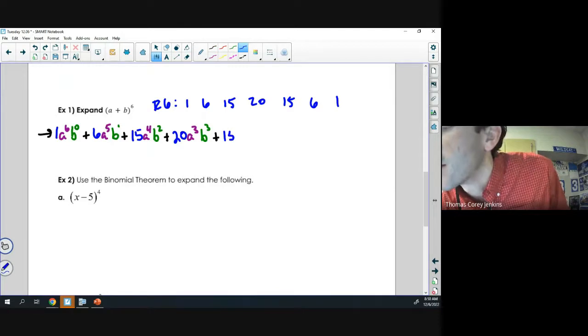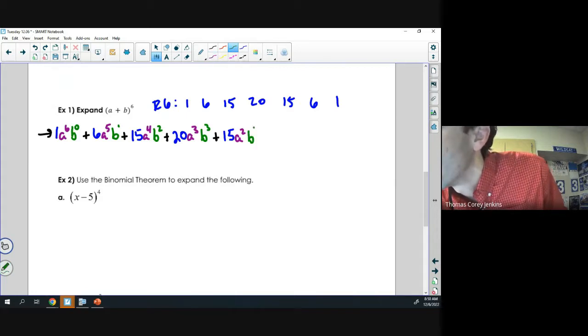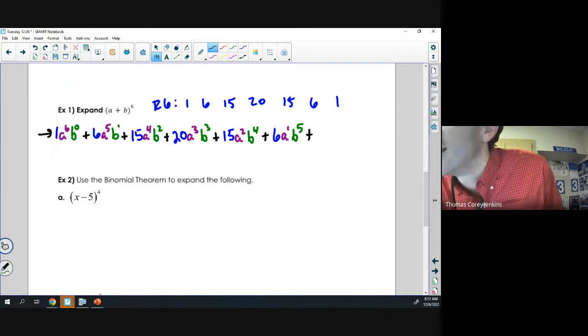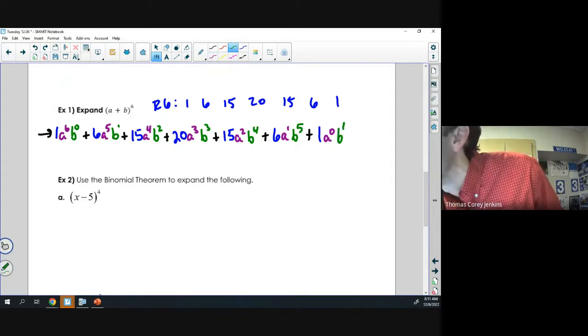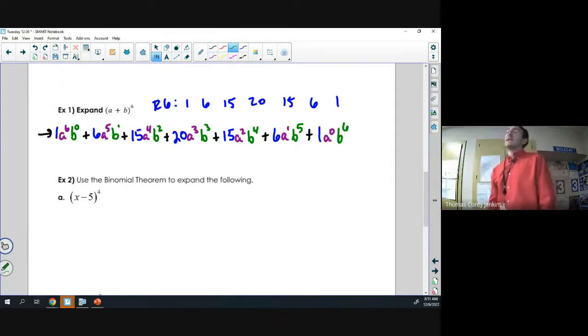Next term is plus 15, A to the 2, B to the 4. And then 6, A to the 1, B to the 5. And finally, 1, A to the 0, B to the 6. So this gets a little tedious.